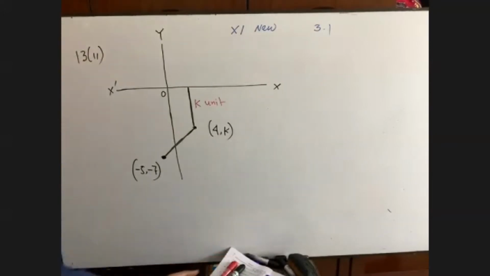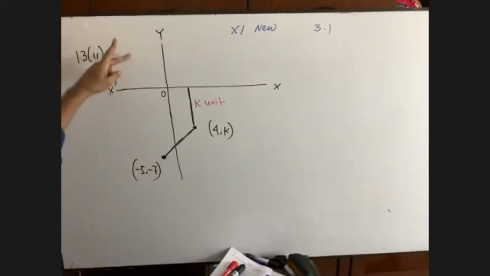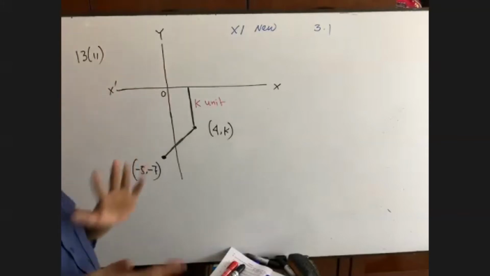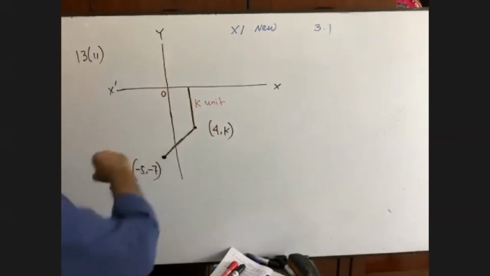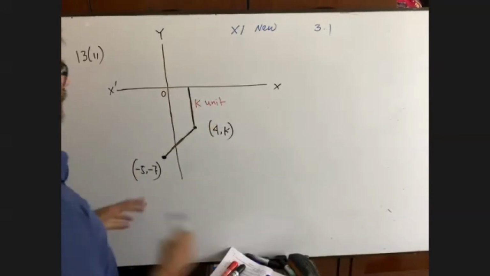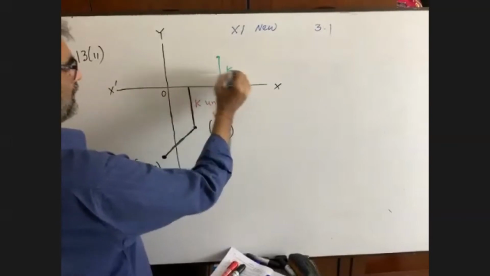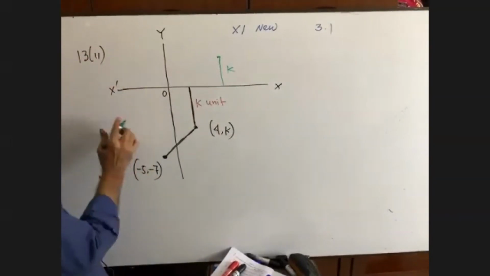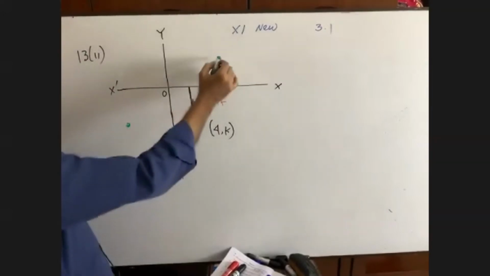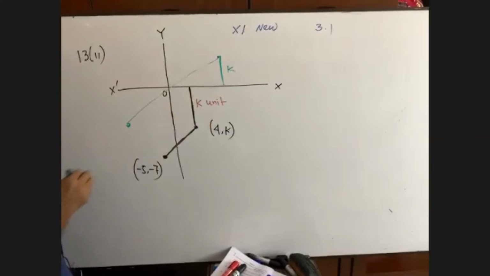Now, you can ask me, sir, why you have not taken the point here, here, or here? Suppose the point is taken here, then it does not satisfy. Here it is K, and (-5, -7) is definitely in this quadrant. So is it possible for this and this to be equal? It is not possible, right?